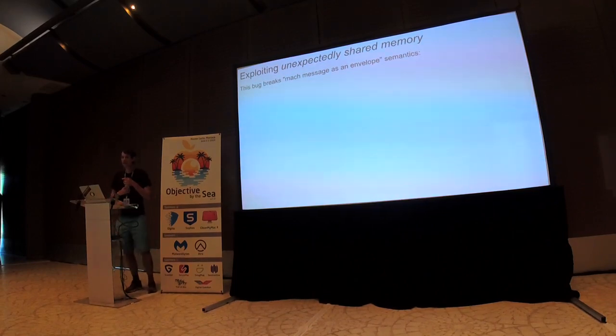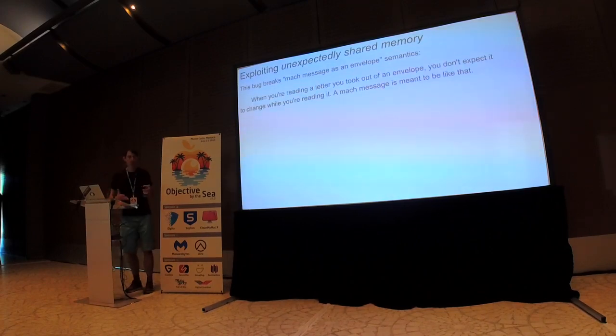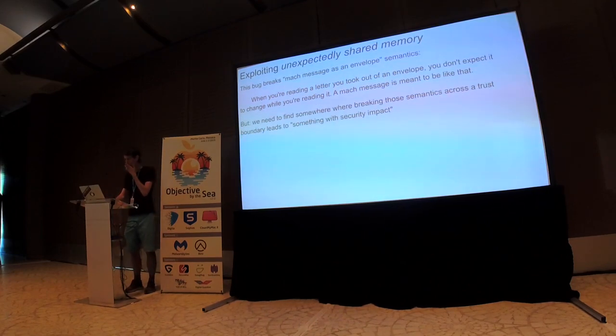So this breaks the semantics that your Mach message is like an envelope. You receive a letter in the post, you take out the envelope, and if you read it twice, you read the same thing. You don't expect the contents of it to ever change. It's immutable, and this is the guarantee that Mach messages make as well. You are just being given this as if it were copied into your address space, and it's supposed to be hidden from you that it wasn't really copied. It was all this fancy stuff going on behind the scenes.